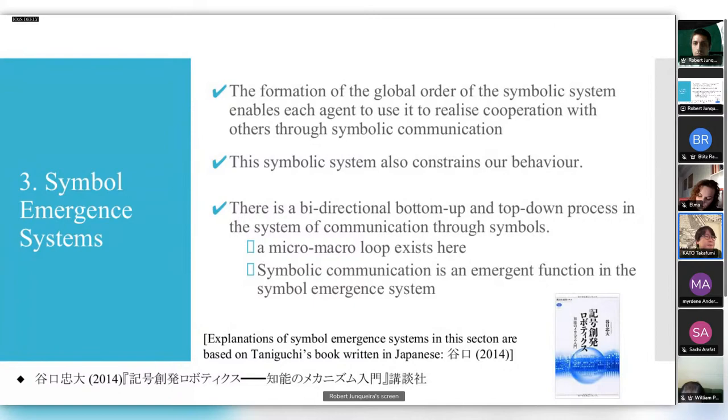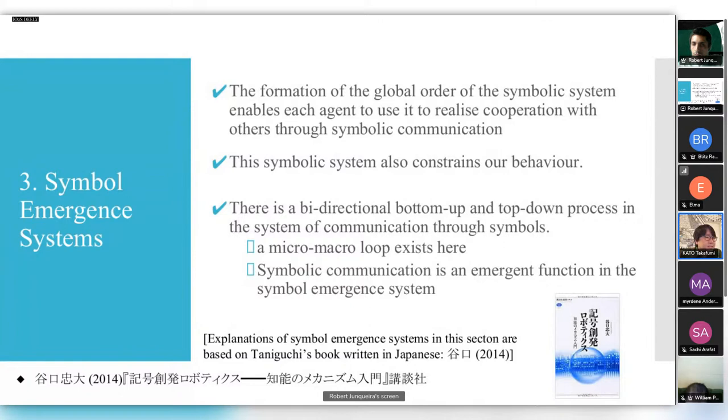Individual agents form concepts and communicate locally through their interaction with the environment. In order to realize such local communication, a symbolic system is formed bottom-up, and this symbolic system constrains local communication. A micro-macro loop exists here. A symbol emergence system is a system that internalizes these micro-macro loops and generates symbolic communication.